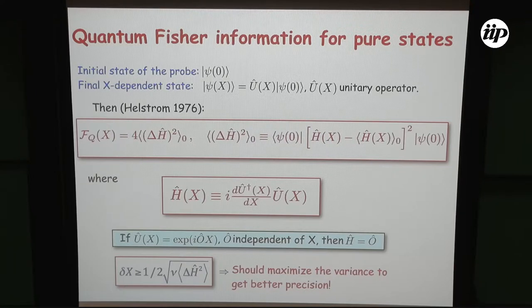So this was derived by Hellstrom in 1976. And if you have this expression, it means that the lower bound of the parameter, the ultimate lower bound, is now given by this very simple expression, where you find here the variance of this operator, which is the generator of the transformation. And of course, if you look at this expression here, you immediately see that you should maximize the variance to get a better precision. So you should choose the quantum state so as to maximize this variance here.